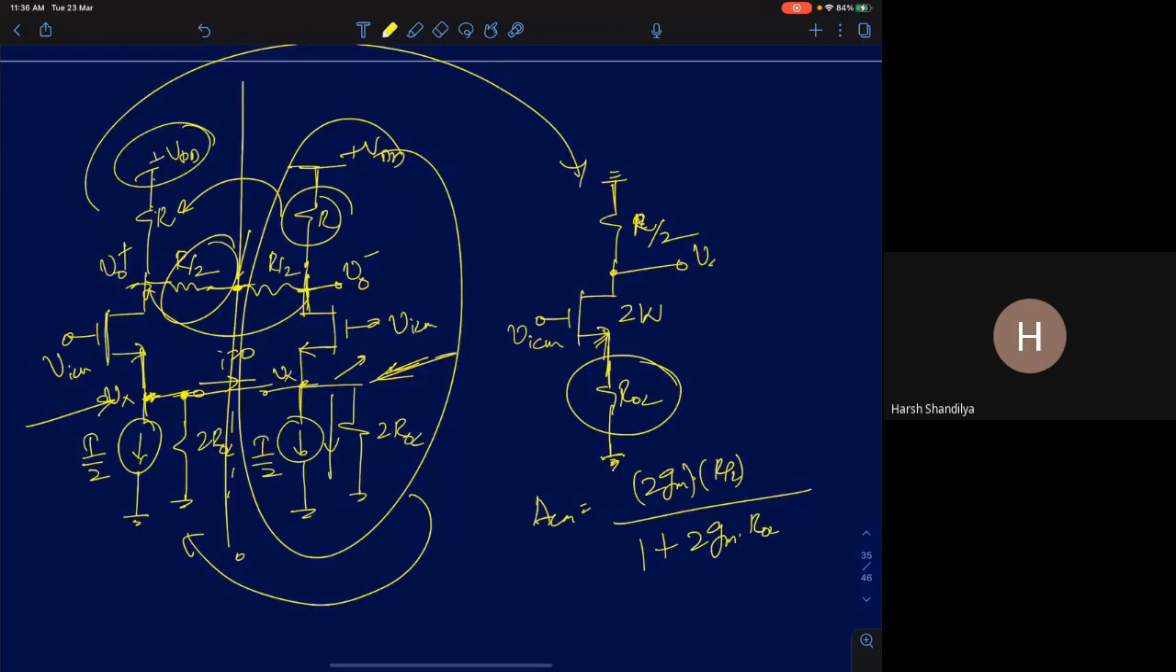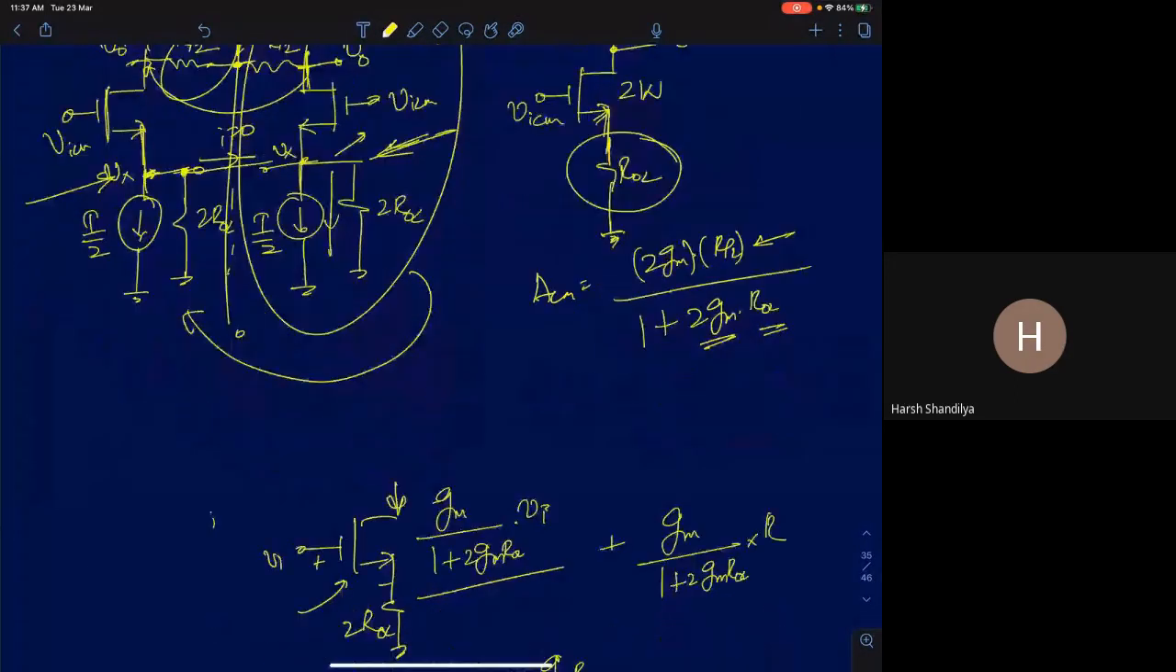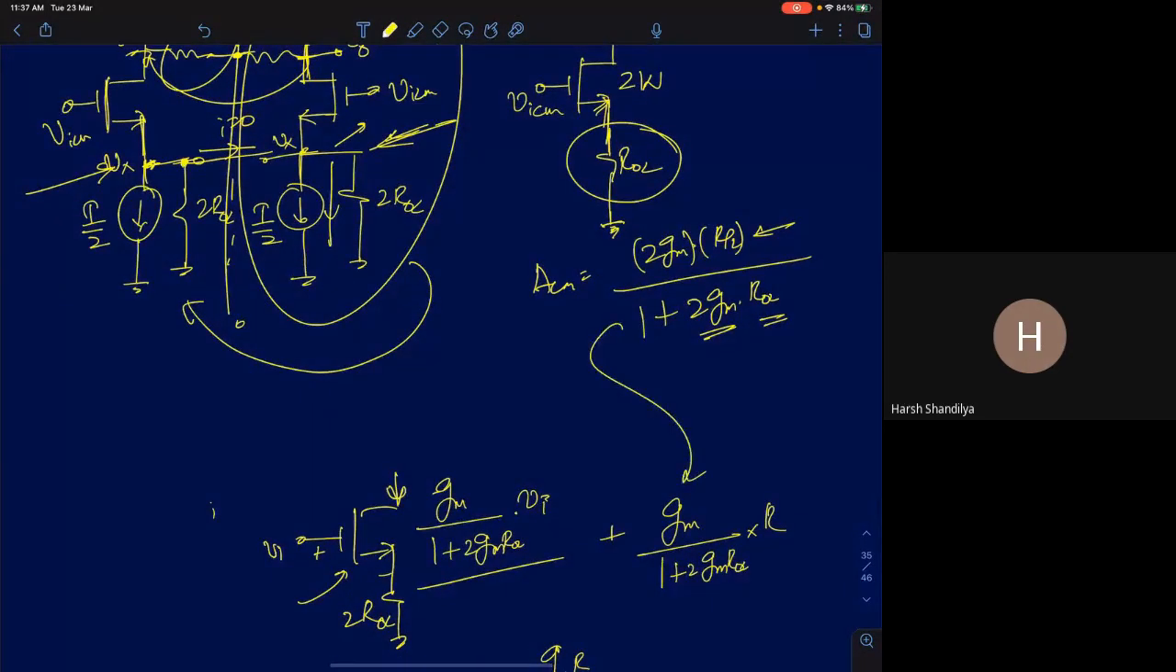The common mode gain here is 2GM into R by 2, divided by 1 plus 2GM into ROC. And if you see, you get the same expression as you got before. So this 2GM into R by 2 will just be GMR divided by 1 plus 2GM into ROC.